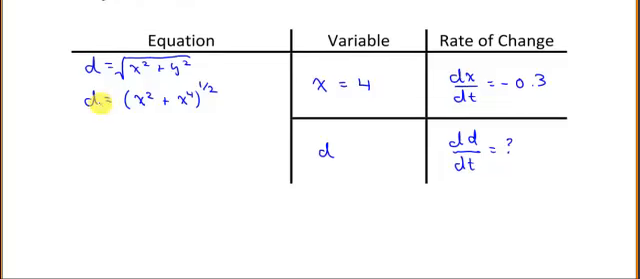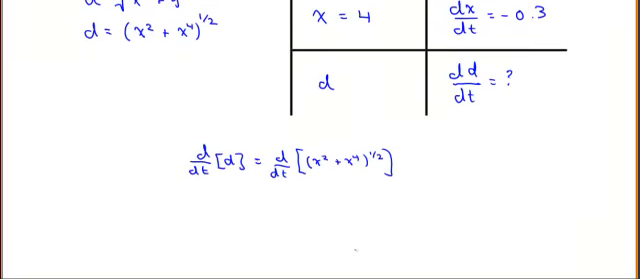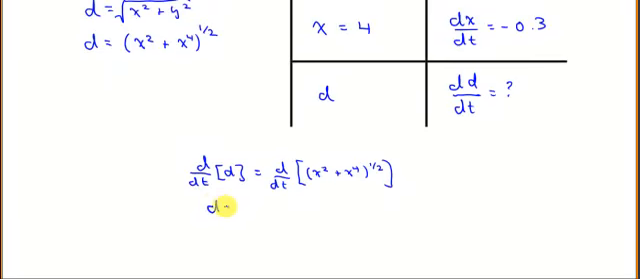Okay, so now what we want to do is find the rate of change in d with respect to t. So I'm going to take a derivative of both sides of this with respect to t. The derivative of d with respect to t is equal to the derivative with respect to t of x squared plus x to the 4th, raised to the 1/2 power. The derivative of d with respect to t is just dd dt, and that is equal to, well, now I have to use a chain rule here. The outside function is raising to the 1/2, so I'll use the power rule to take the derivative of that.